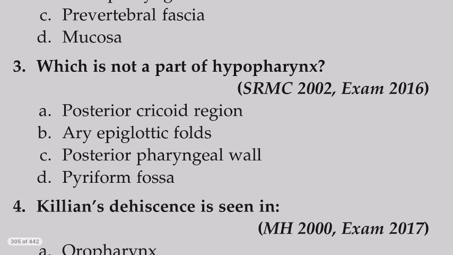Now, talking about the parts of hypopharynx. What are the parts of hypopharynx? These are the posterior cricoid region, the posterior pharyngeal wall, and the piriform fossa, right? The aryepiglottic fold is not part of hypopharynx. Aryepiglottic folds are the upper border of the quadrangular membrane, which is an intrinsic membrane of the larynx, so these are part of larynx. These three: posterior pharyngeal wall, posterior cricoid region, and piriform fossa constitute the hypopharynx or laryngopharynx, right?